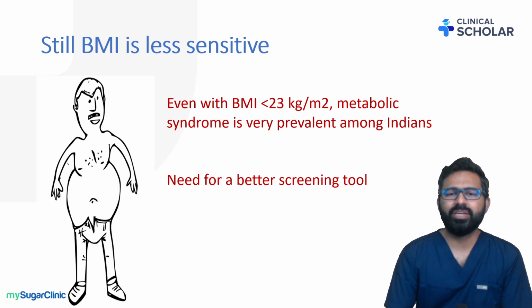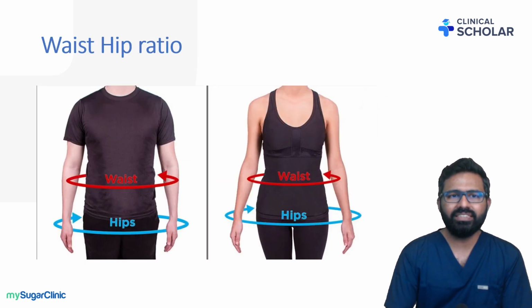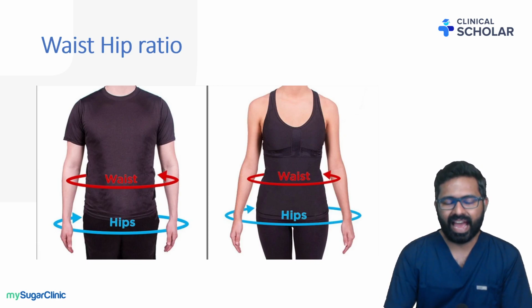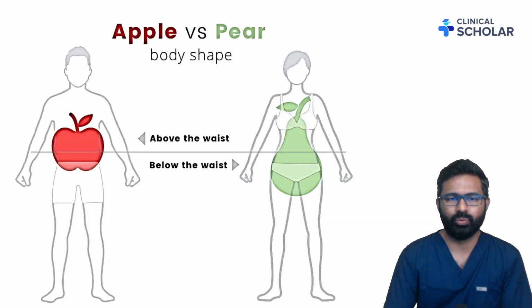Even patients having BMI less than 23 can have various components of metabolic syndrome. So we need a better screening tool. Waist-hip ratio can act as a better screening tool on different occasions. Waist-hip ratio is a measure of central obesity. Here we take the circumference at the waist and at the hip and we take the ratio.